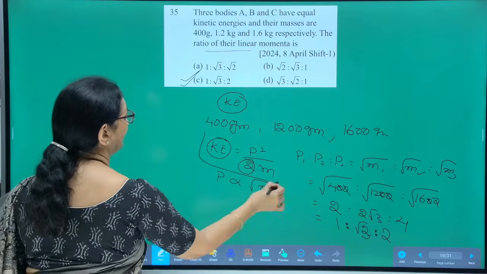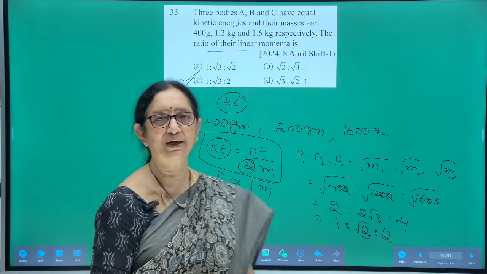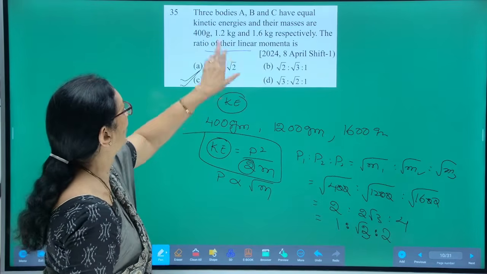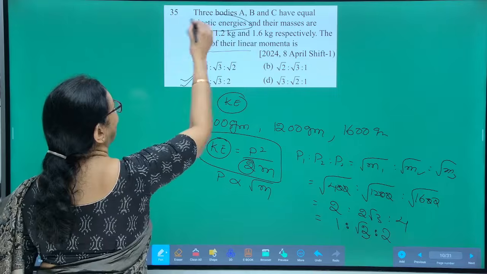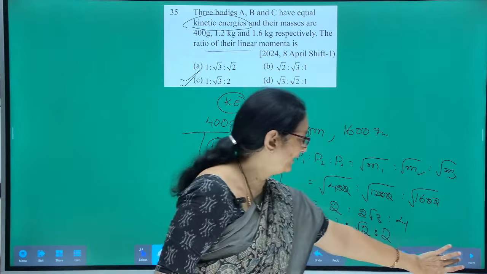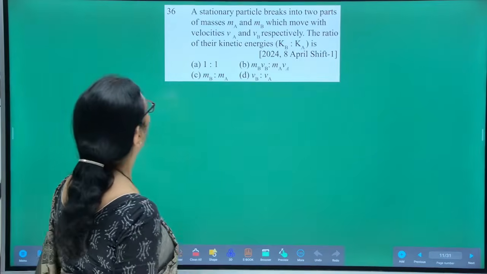So, problem is simple. KE is P square by 2m. In the problem he mentioned all the three objects have equal kinetic energies. So, P proportional to root m. Okay. Next problem. Look here.